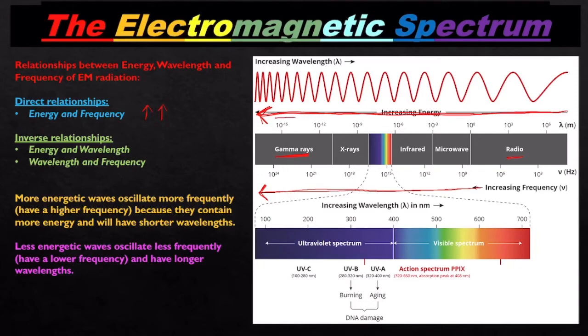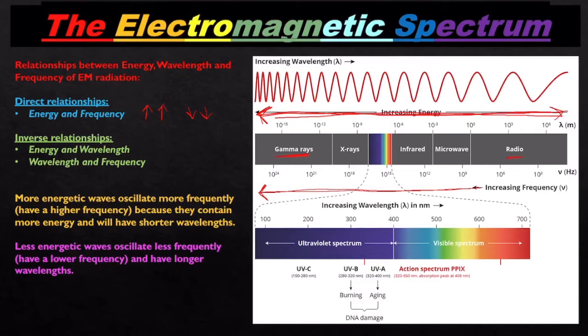If we start moving in the opposite direction and energy is decreasing, moving closer down to radio waves, then the frequency will decrease as well. So this is true no matter which direction we're moving, whether we have a lot of energy or whether we have a little bit of energy. And then the next couple relationships we're going to look at are the relationships between energy and wavelength.